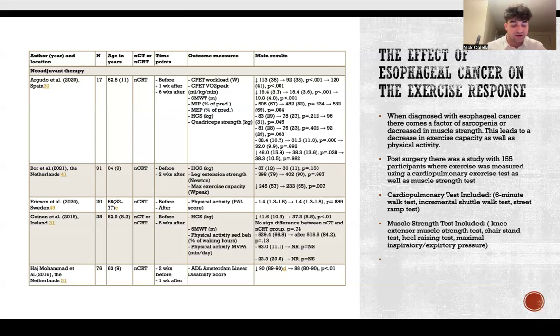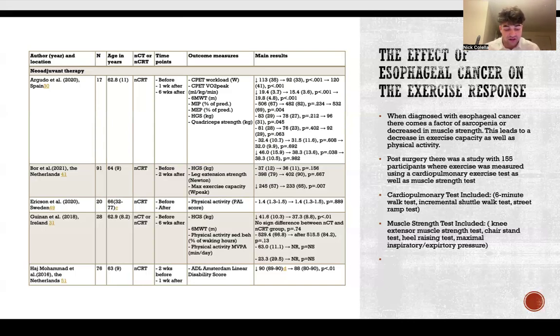And while looking at the chart, the first example, there's a significant decline in the cardiopulmonary sector, workload, and VO2 during the 6-minute walk test, as well as a decline in respiratory strength, as well as muscular strength, with hand grip strength and quadricep strength also declined. And the second one reduces. This one is a significant decrease in exercise capacity post surgery when it comes to the cardiopulmonary sector.